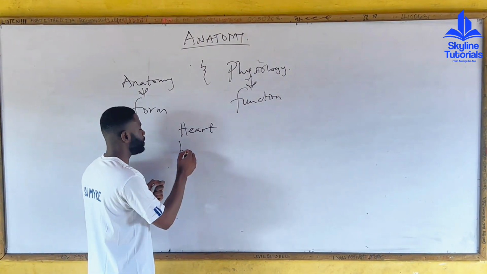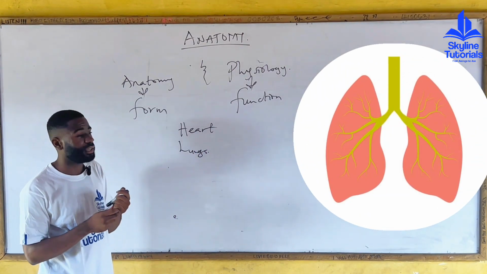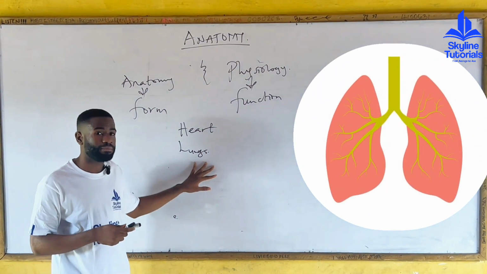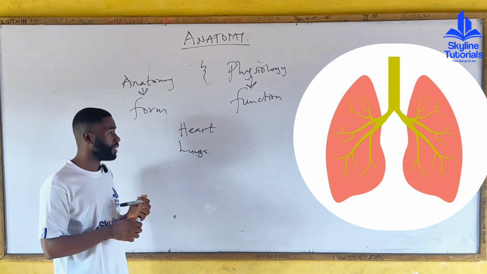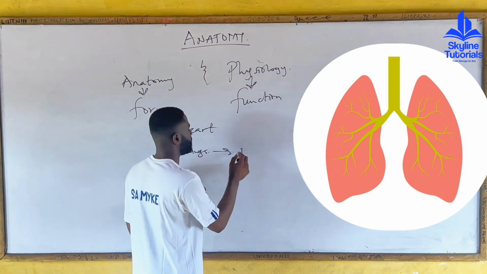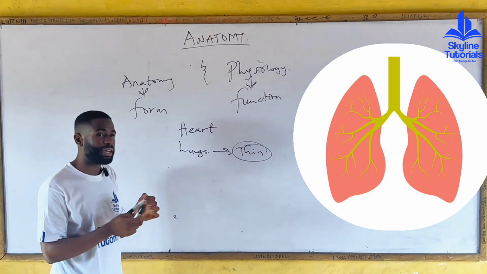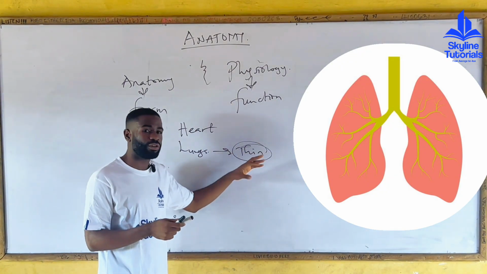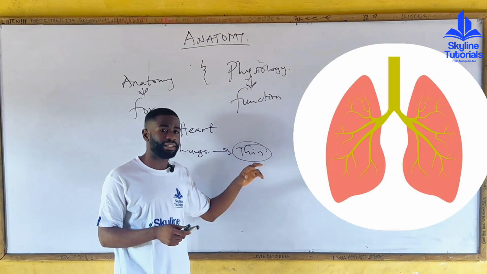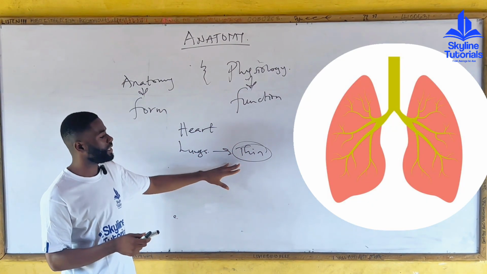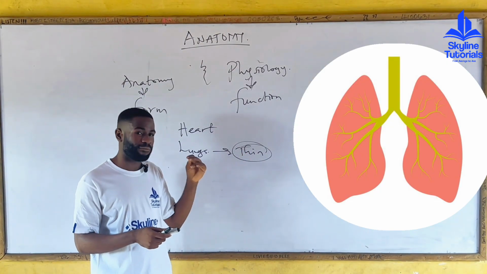Another example is the lungs. The lung is an organ in the respiratory system. It's basically responsible for the exchange of gases within the body. But the nature of the lungs is thin. The essence of this is because of easy exchange of gases in and out of it. If it was not in this nature, it won't be able to perform that function.